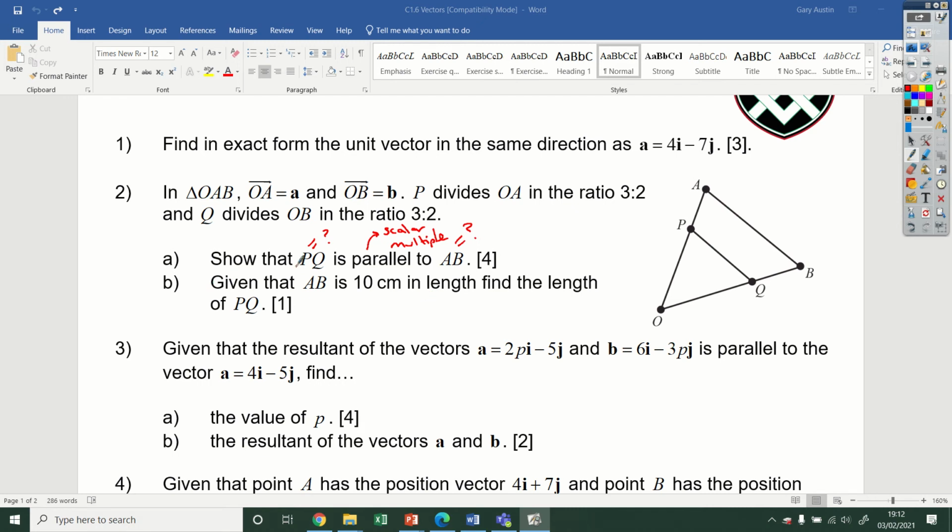For the second part, it's then just going to be using part A to do some kind of ratio work. So given that AB is 10 centimeters long, find the length of PQ, which is shorter. So I would suggest you just use part A to do that. And that's going to be only 1 mark.